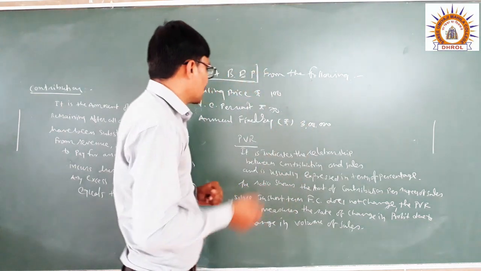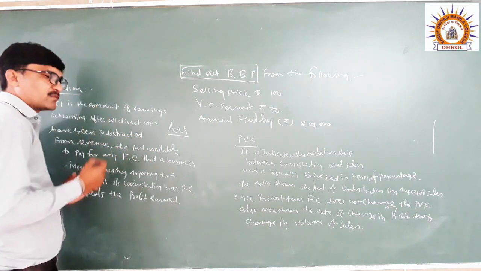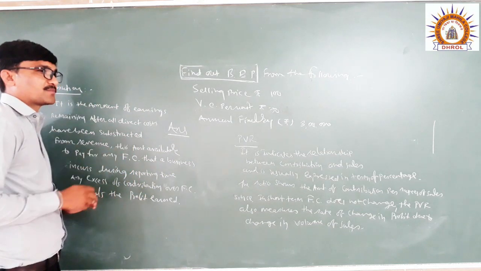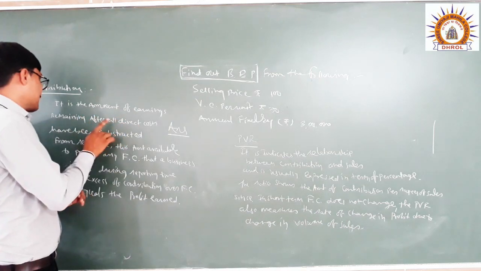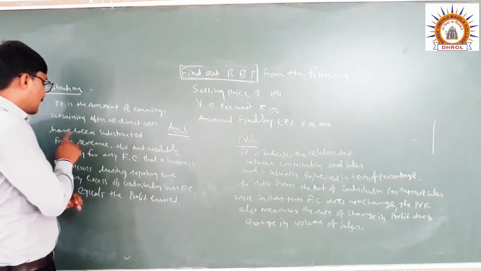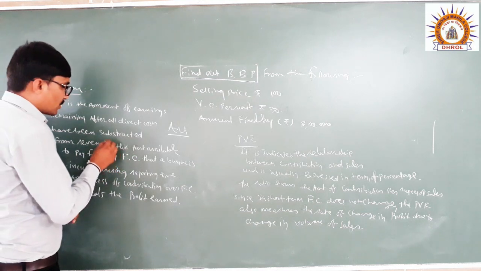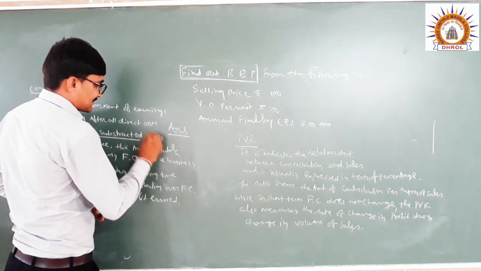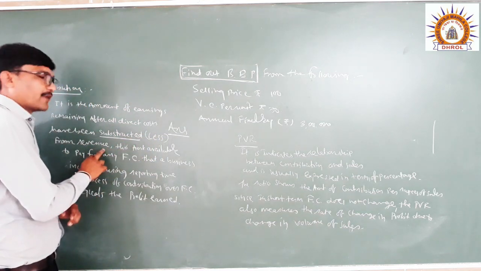First of all, the contribution. The word contribution is used in marginal costing. So what does it mean? See, it's simple. It is the amount of earnings remaining after all direct costs have been subtracted. Subtracted means less from revenue.